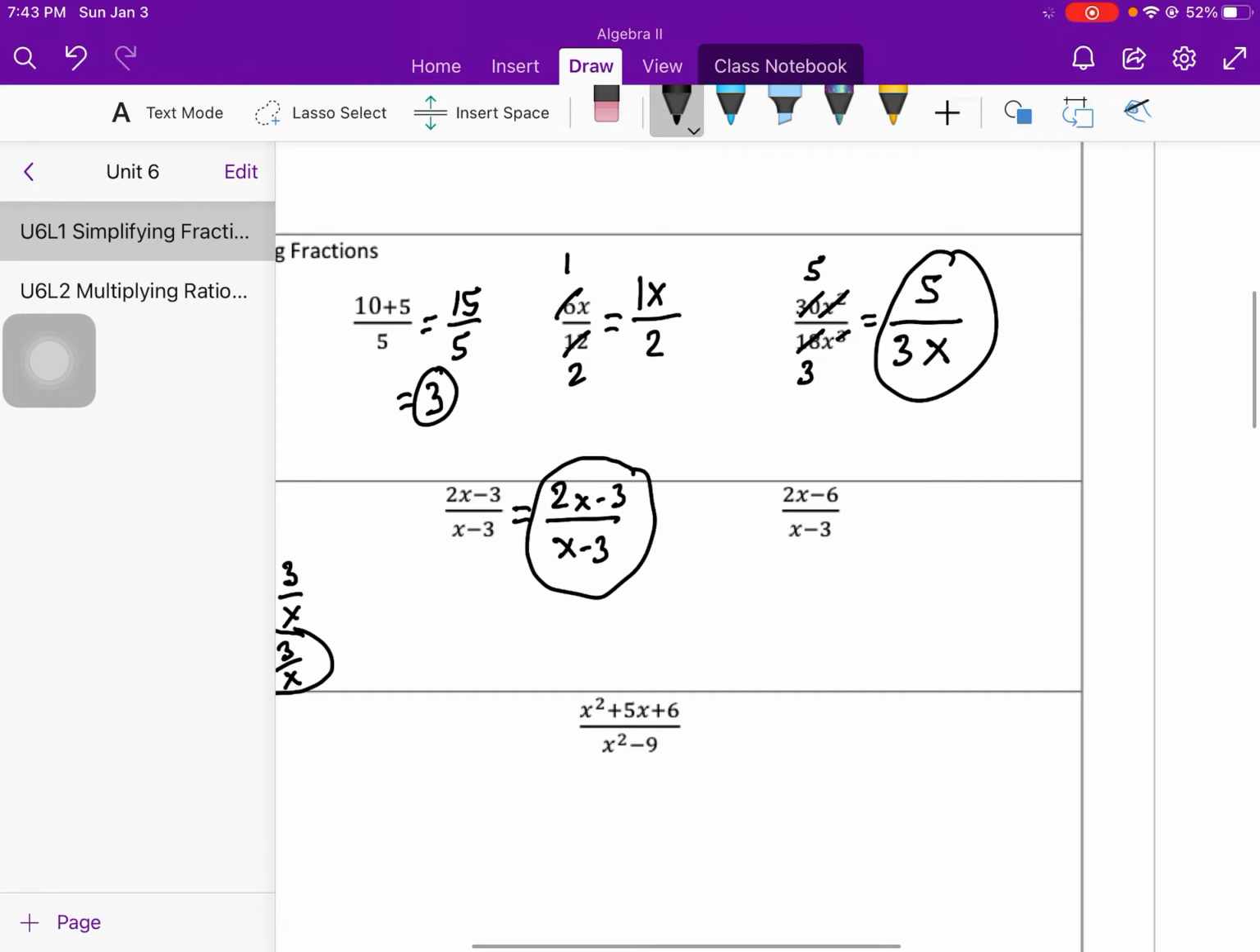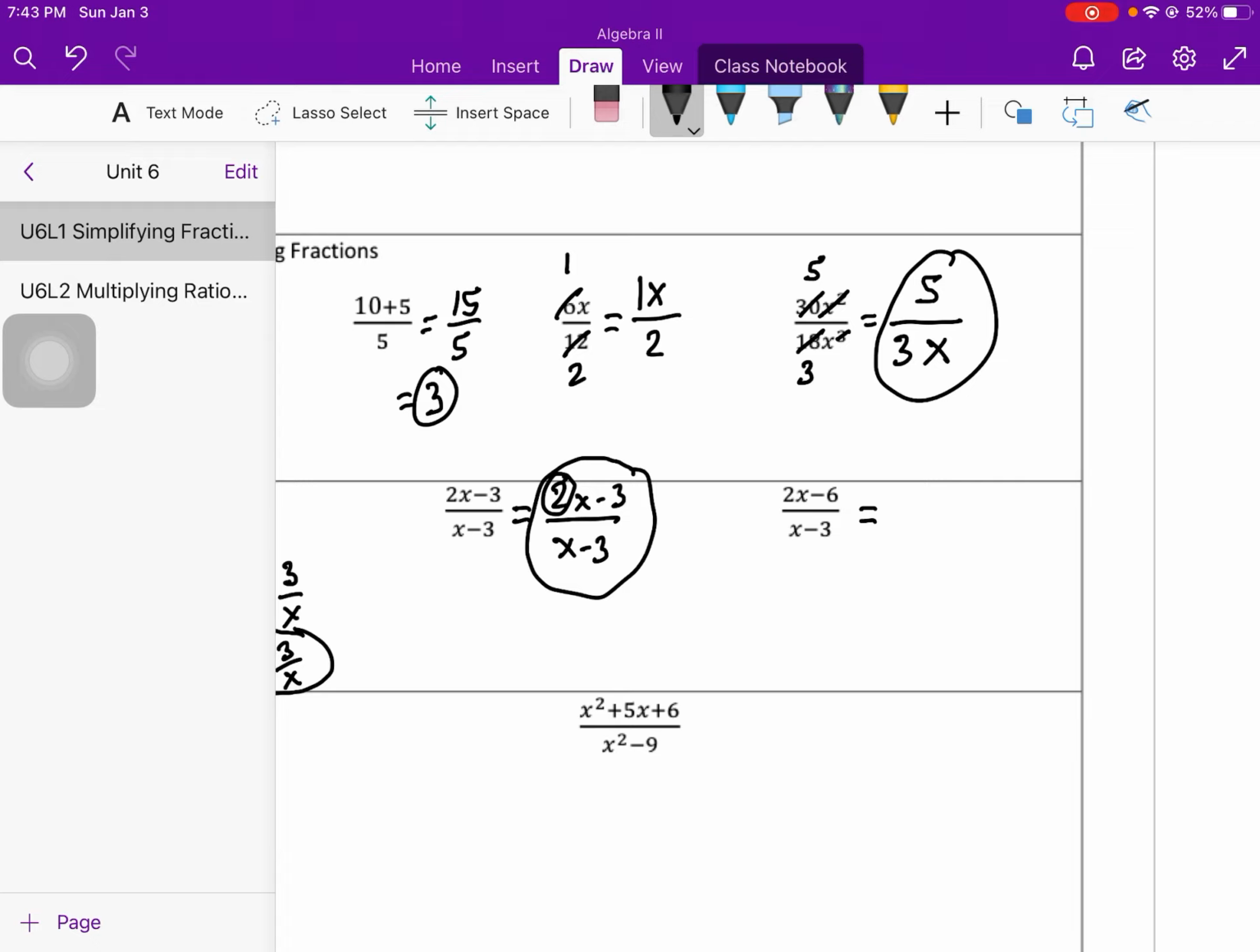Now this next one, however, you're probably thinking to yourself, well, why can't I just take out an x minus 3? Because there's one on the top and one on the bottom. It's because this 2 here is not affecting the x and the negative 3. But now, if you look on this next problem here, we have 2x minus 6.